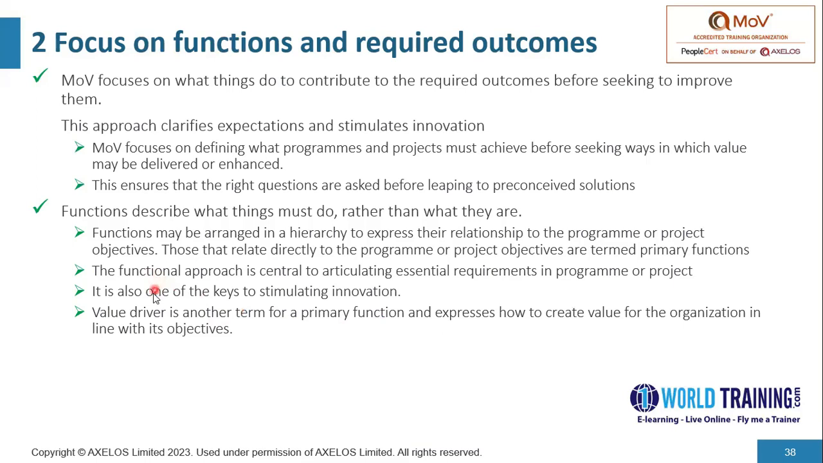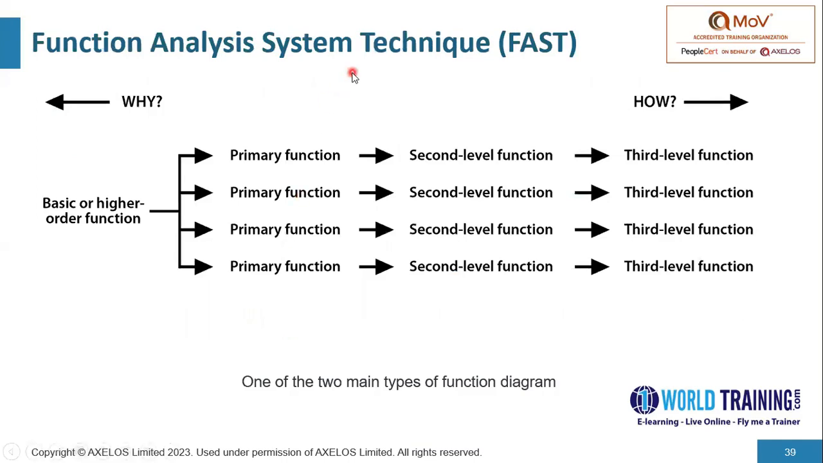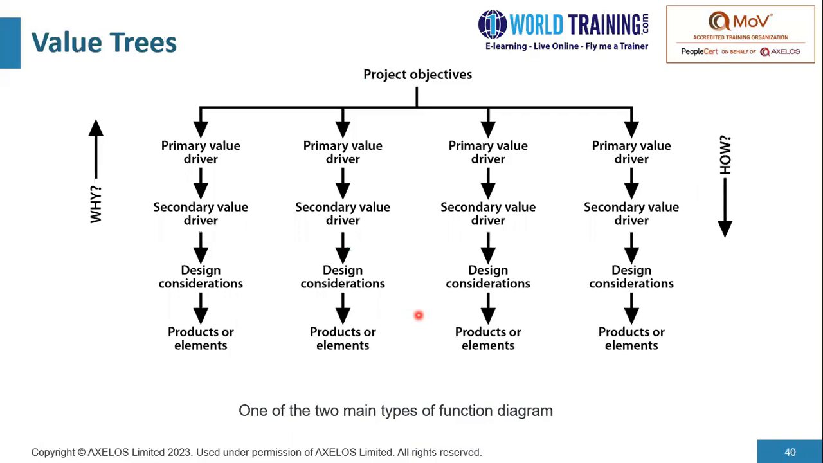So on the next couple of slides, we have examples of a functional approach and a value driver approach. Here is an example of a functional analysis system technique that we could use. We could break down a higher function, which are primary functions, into secondary or tertiary functions. This is one of the two main types of function diagrams. And the other one is a value tree. We could represent functions as value drivers. Sometime later in the slides, we would have some examples of value trees.